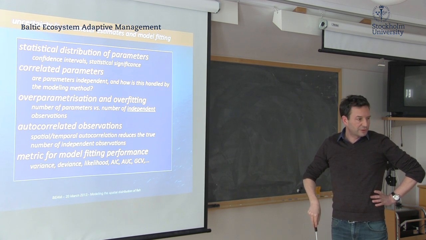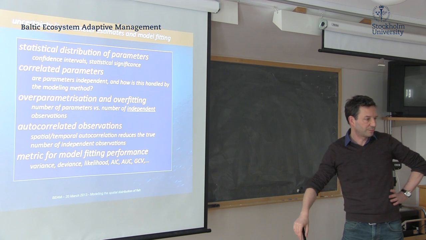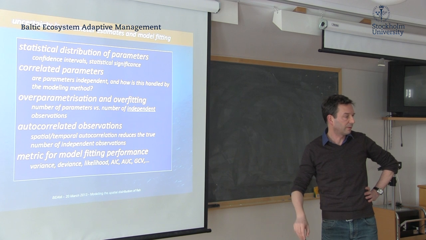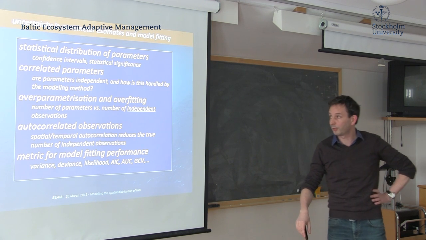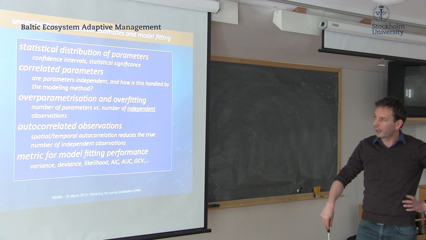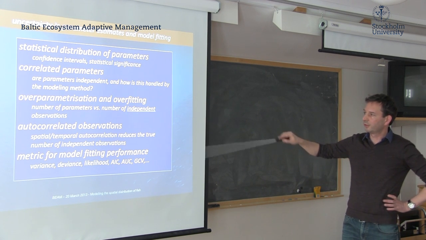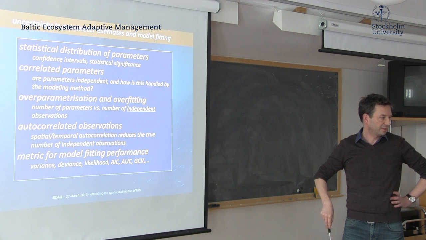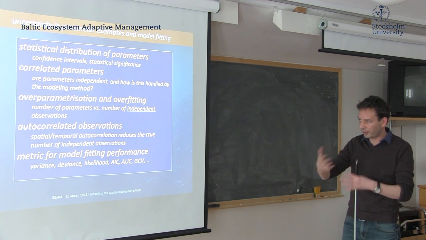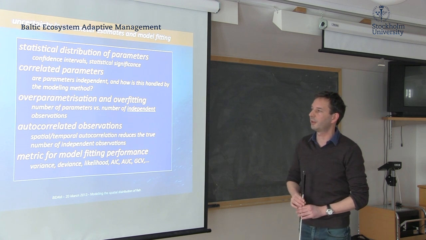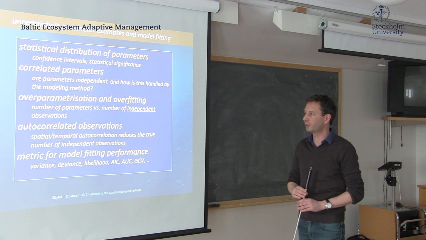In statistical models, you usually apply what's called the principle of parsimony. So you try to get the best fit with the minimum level of complexity or the minimum number of parameters. And most evaluation methods, they actually suppose that you have independent observations, and then they calculate some metric of model fitting performance based on how you fit to the independent observations and the number of parameters you used in your model.